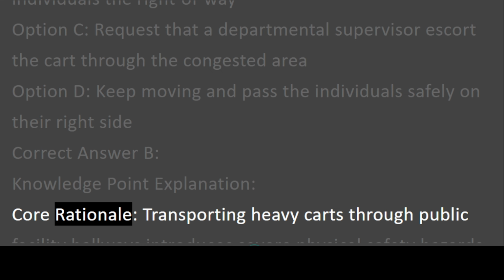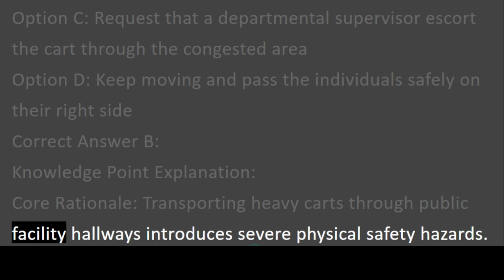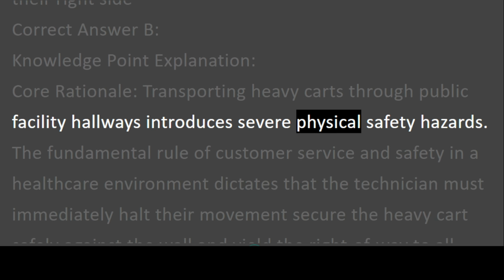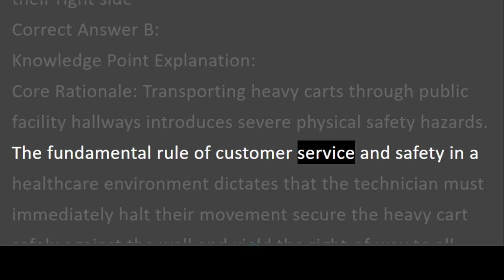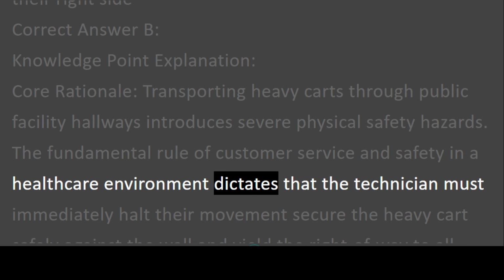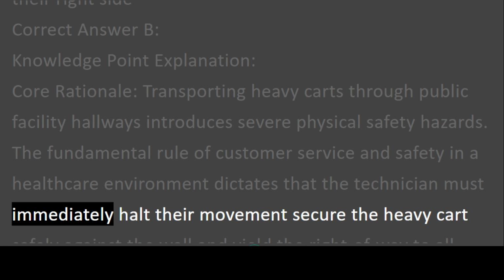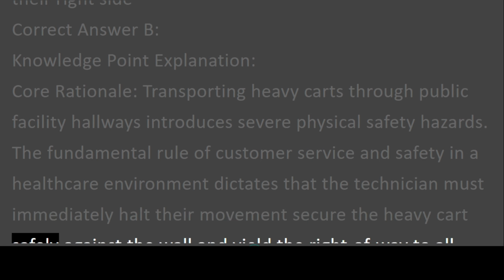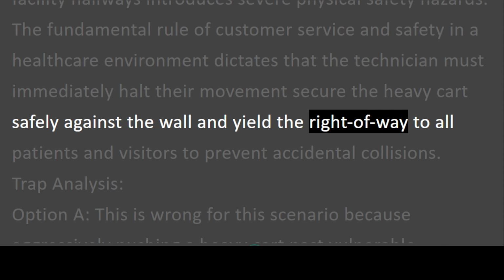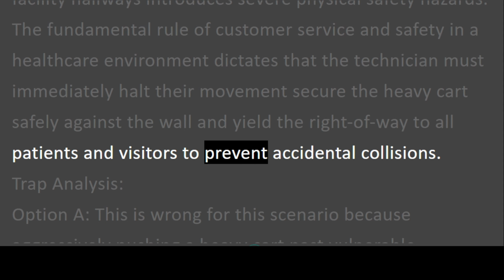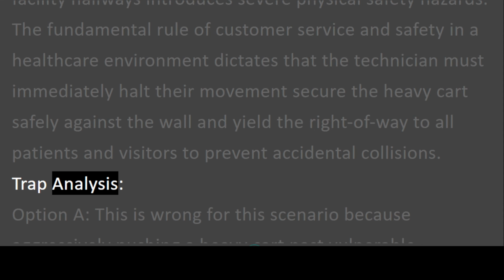Core rationale. Transporting heavy carts through public facility hallways introduces severe physical safety hazards. The fundamental rule of customer service and safety in a healthcare environment dictates that the technician must immediately halt their movement, secure the heavy cart safely against the wall, and yield the right of way to all patients and visitors to prevent accidental collisions. Trap analysis.